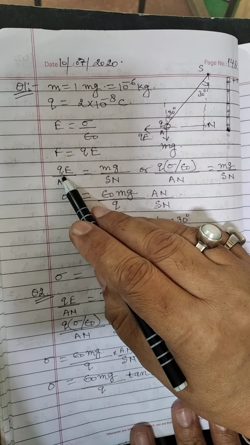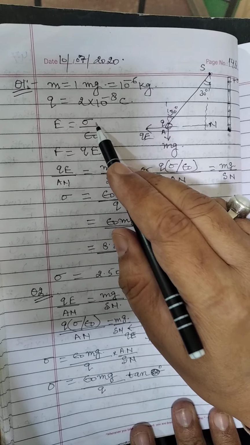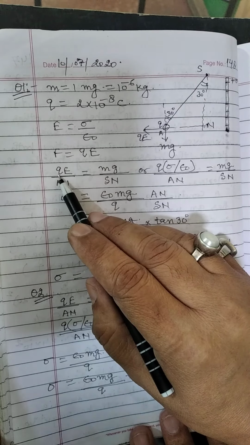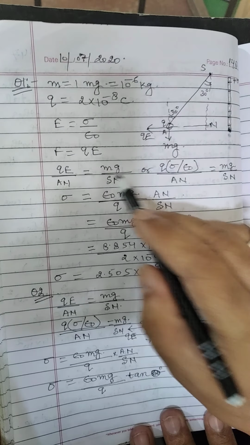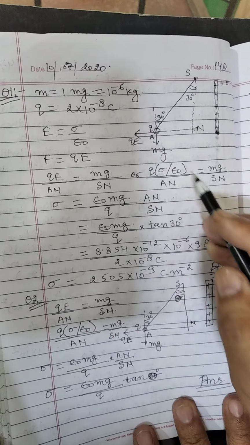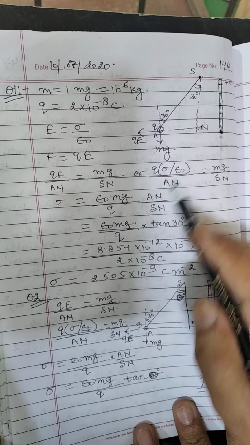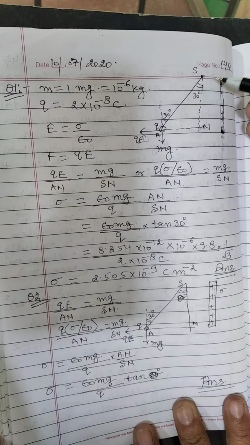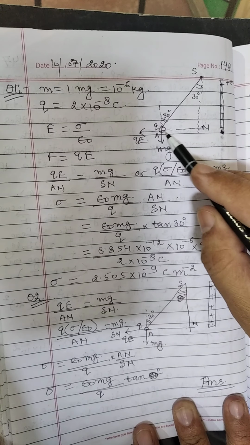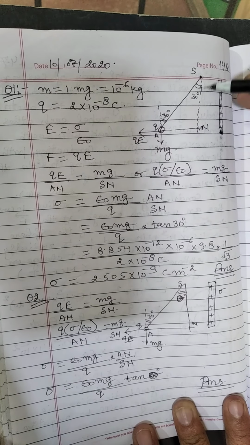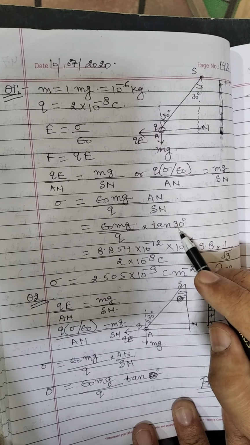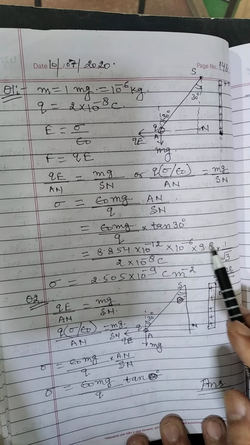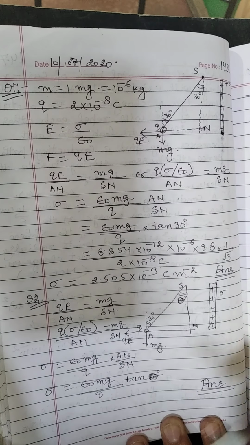So the value of Q and the value of E we have already calculated, E is σ upon ε₀, and Q is as it is, upon AN equal to mg upon SN. After cross multiplication, we can write σ is equal to ε₀ into mg upon Q, and this will become AN upon SN. This is the angle 30 degrees, AN will be the perpendicular and SN the base, so this will become tan 30 degrees. So ε₀ into mg upon Q into tan 30 degrees. Substituting all the values, tan 30 is 1 upon root 3.